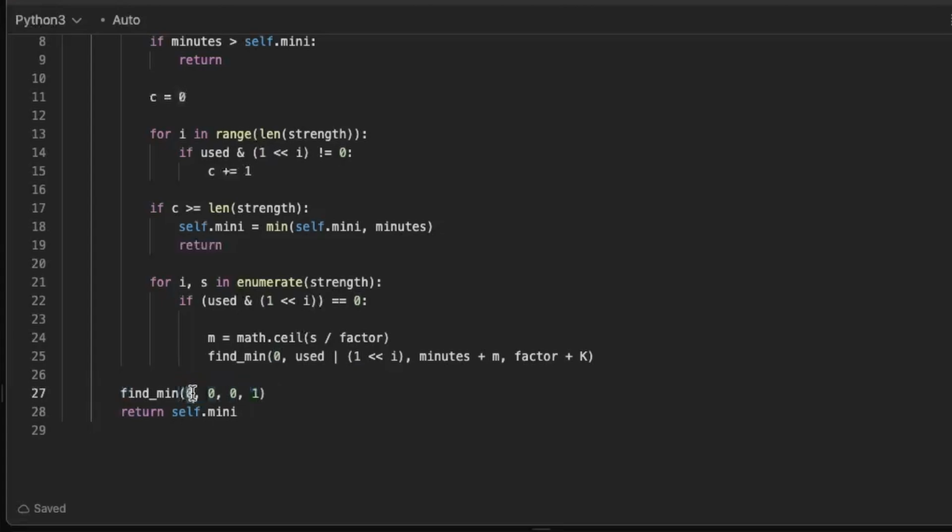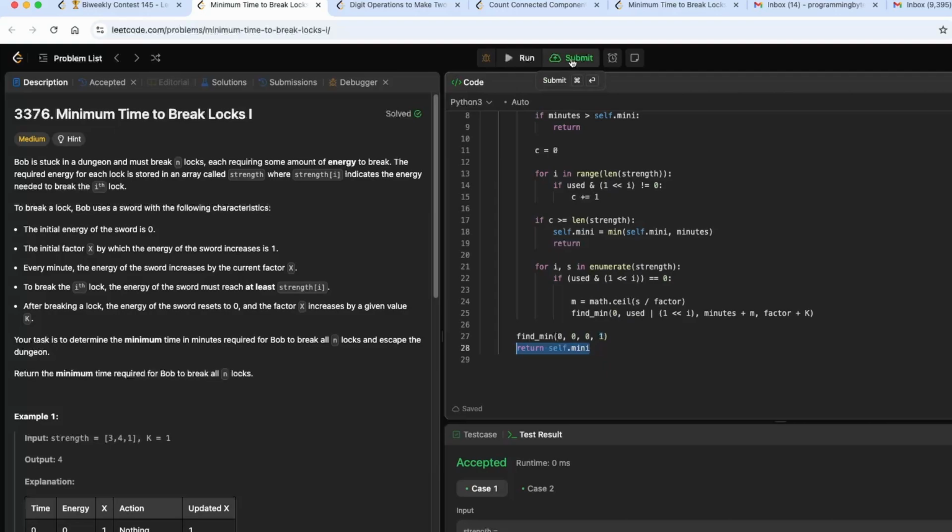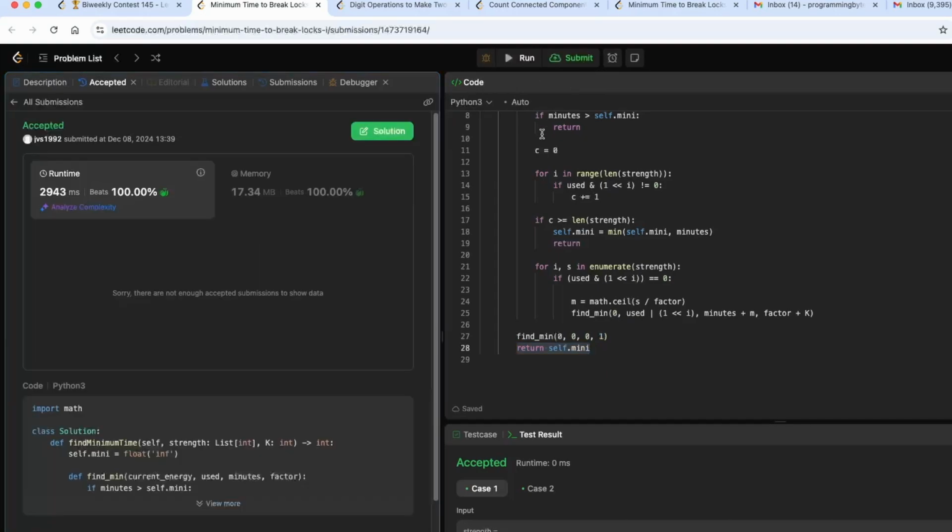So we're going to pass in 0 for our energy, 0 for our bit mask, 0 for our minutes, and then 1 for our factor. Then at the end, we just return that answer that we found. So let's submit and make sure that it works. And it does work.